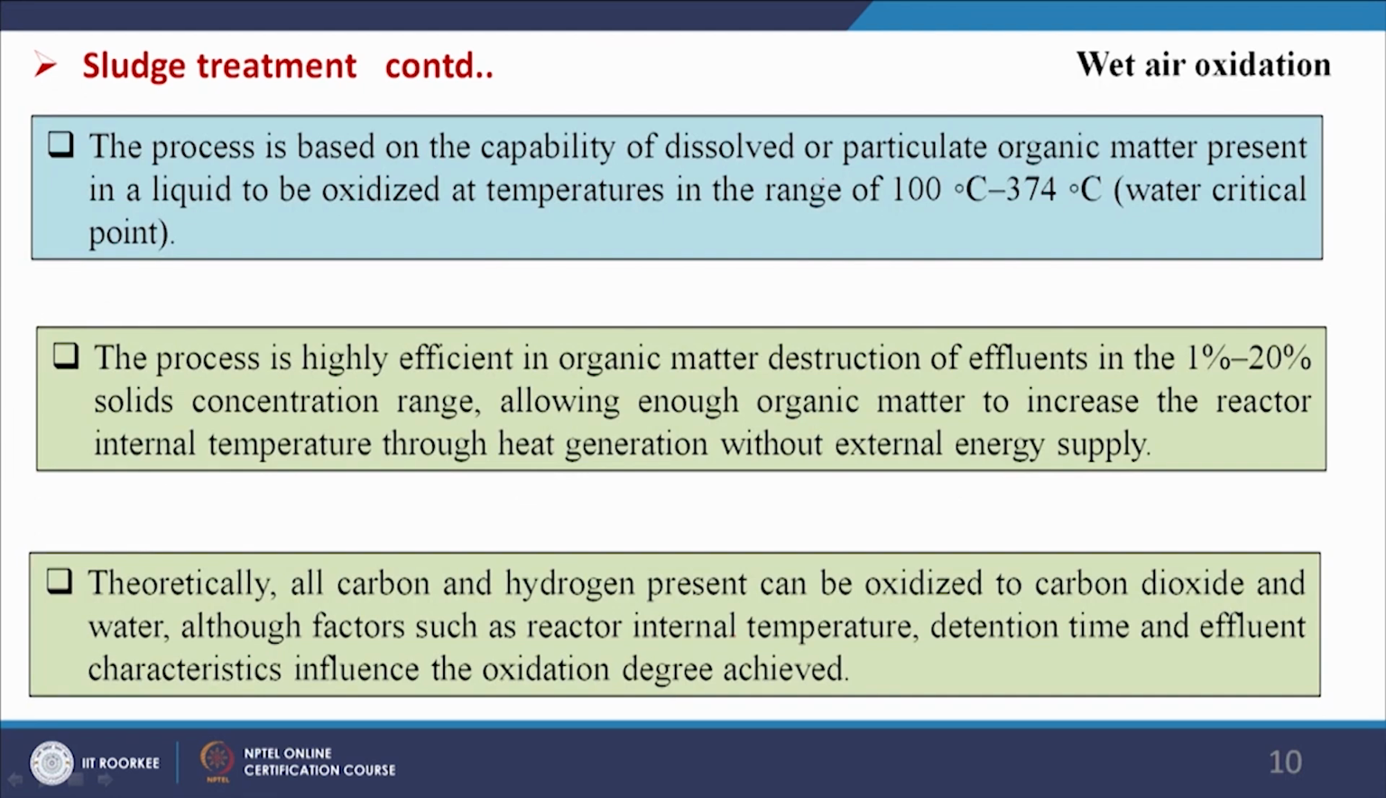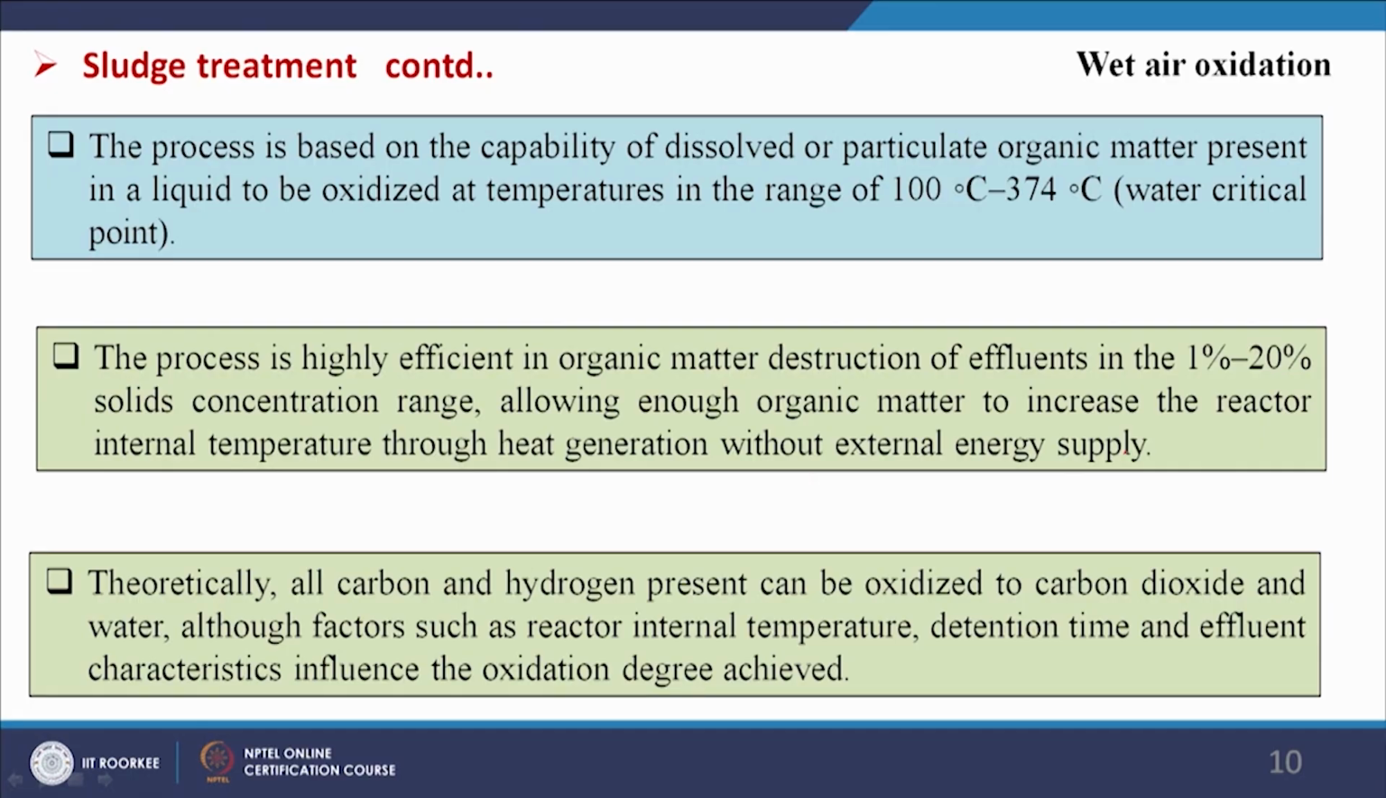The wet air oxidation process is based on the capacity of the dissolved or particulate organic matter present in a liquid to be oxidized at temperatures in the range of 100 to 374 degrees centigrade. The process is highly efficient in organic matter destruction of effluents in the 1 to 20% solid concentration range, allowing enough organic matter to increase the reactor internal temperature through heat generation without external energy supply.